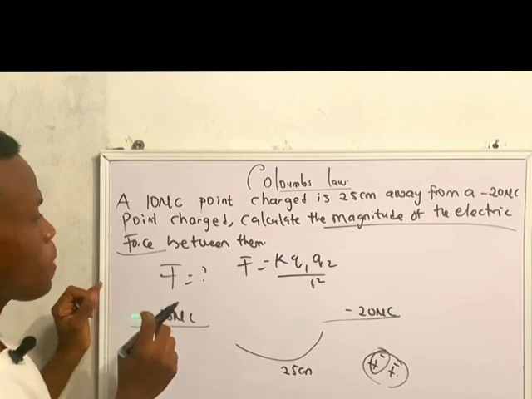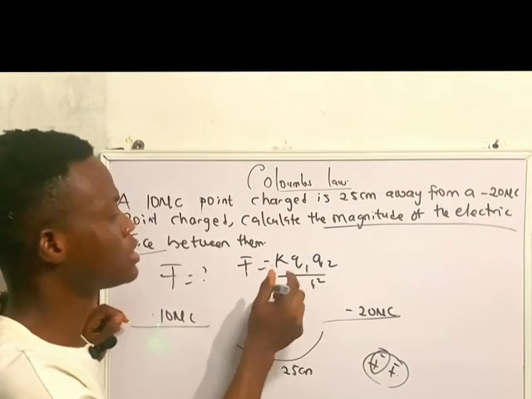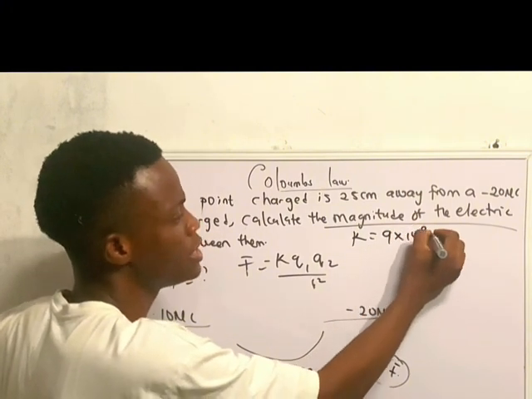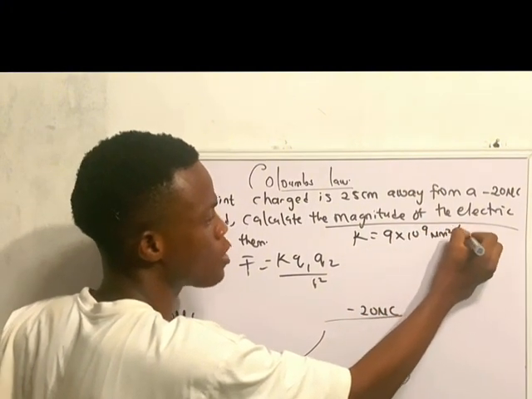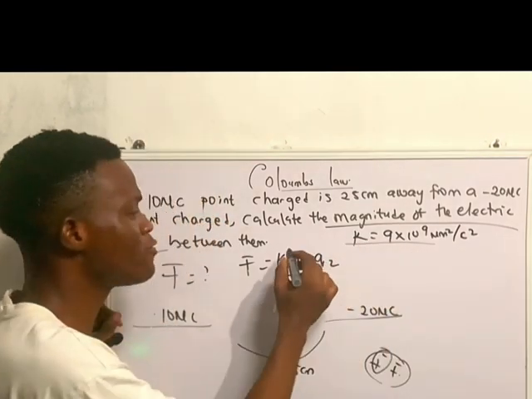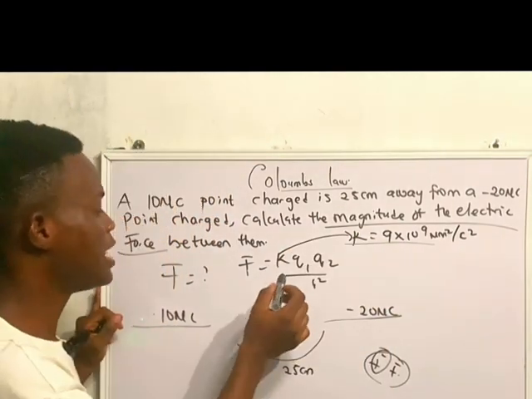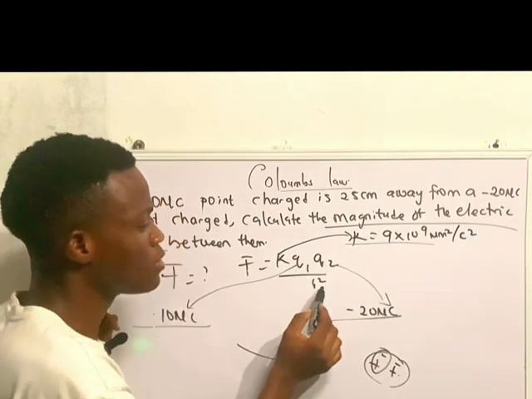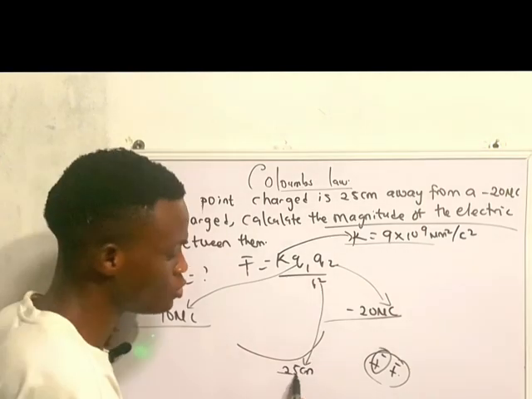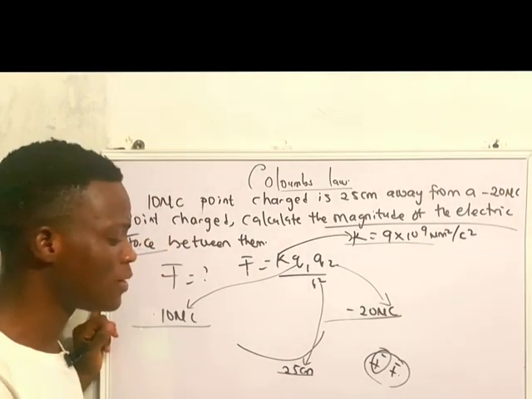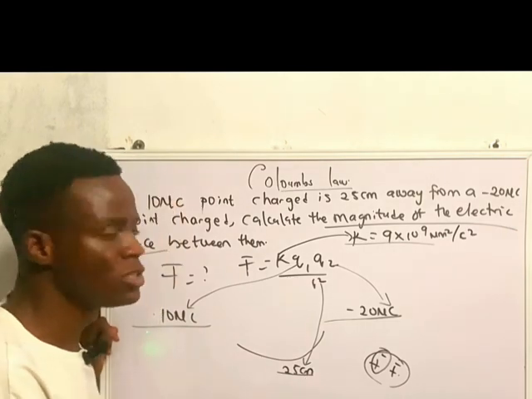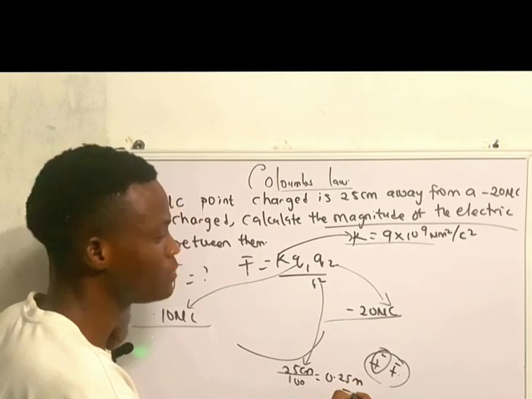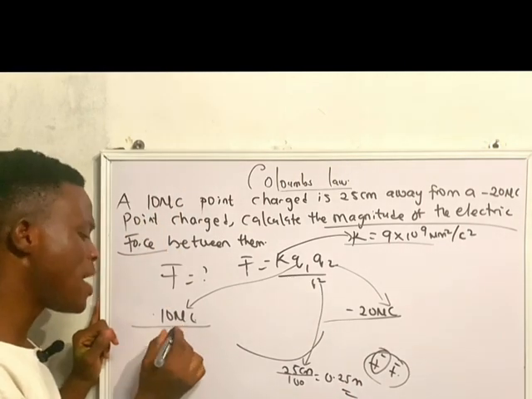So now we have to calculate this force. Note that our constant K is 9 times 10 to the power 9 Newton meter squared per Coulomb squared, so we are given the value for K directly. This is our Q1 and this is our Q2. For our distance, it is in centimeters, so you have to convert it to meters. Whenever you are converting to meters, you divide by 100. That gives 0.25 meter.